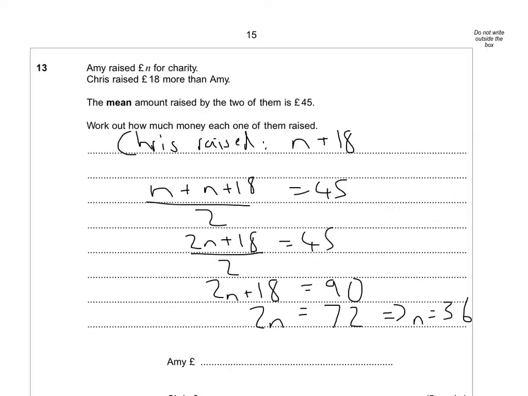N, I see from the beginning of the question, was how much Amy raised, so I now know that Amy raised 36. Chris raised £18 more, so I'll simply add 18 onto that. I can't quite write it on there, but Chris then raised 54.